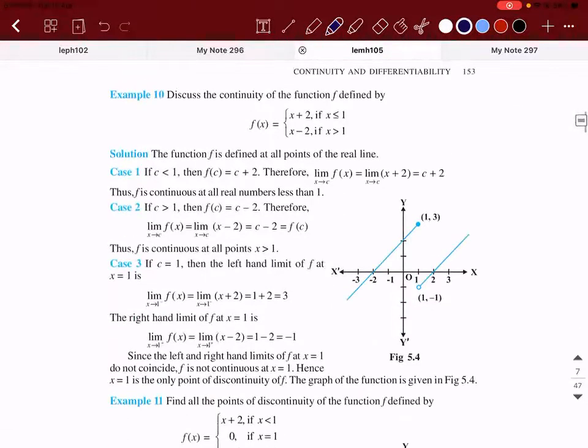Okay. So are we good to go with the other problems? Yes. Let's do it a little faster, no? Please. So 10th one, discuss the continuity of the function defined by.